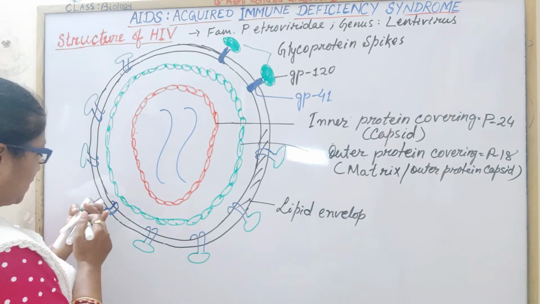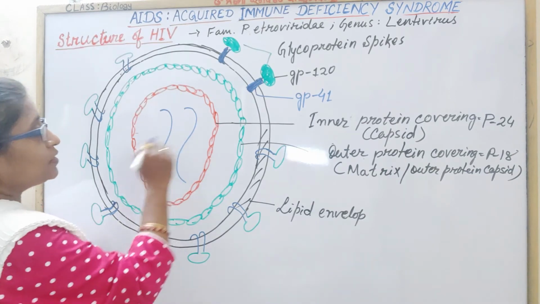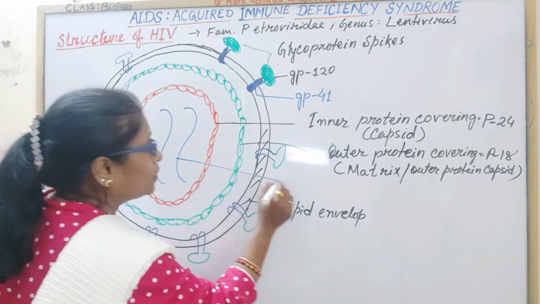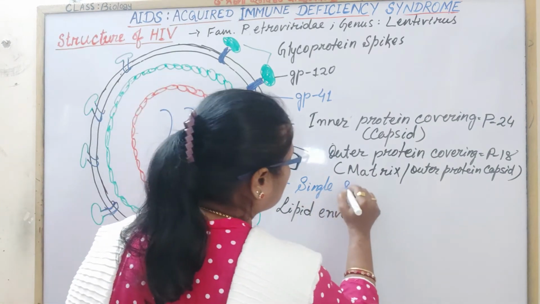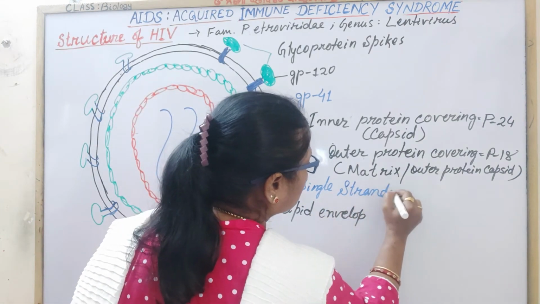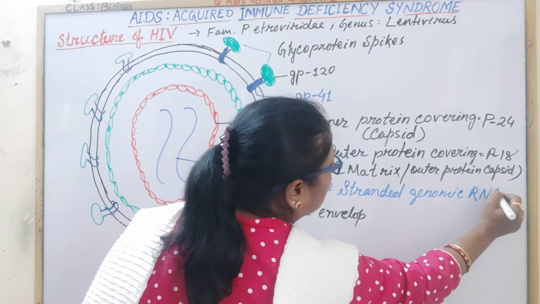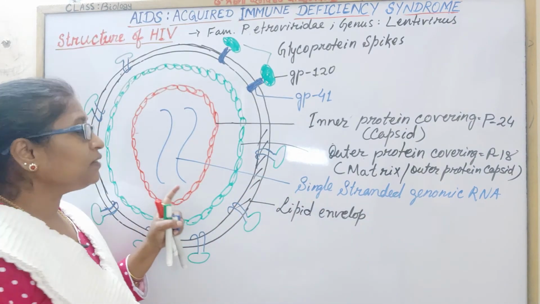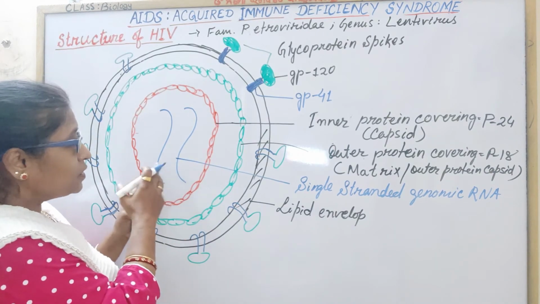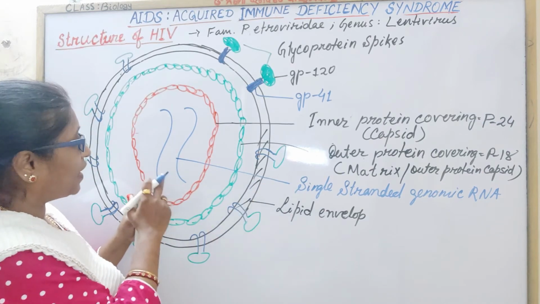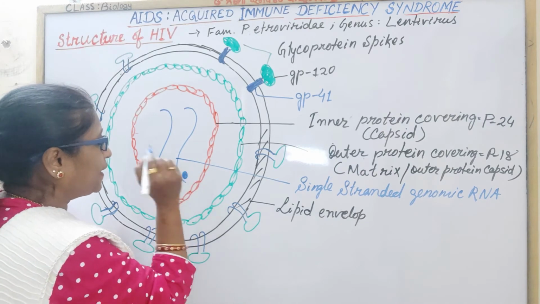Now the enzymes present over here, they are the reverse transcriptase. The RNA, these are the single stranded RNA. What is this? This is genomic RNA, single stranded genomic RNA. And there are two in number, these are present within the inner protein capsid or inner protein covering, that is RNA, single stranded RNA, along with the reverse transcriptase and integrase.